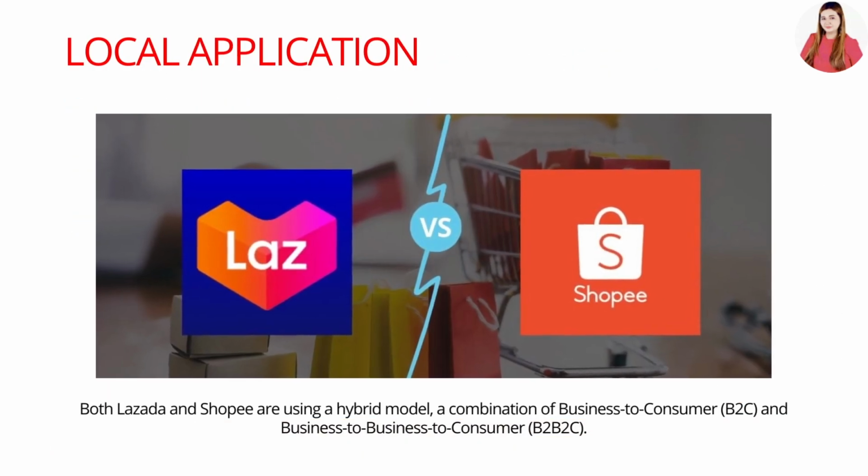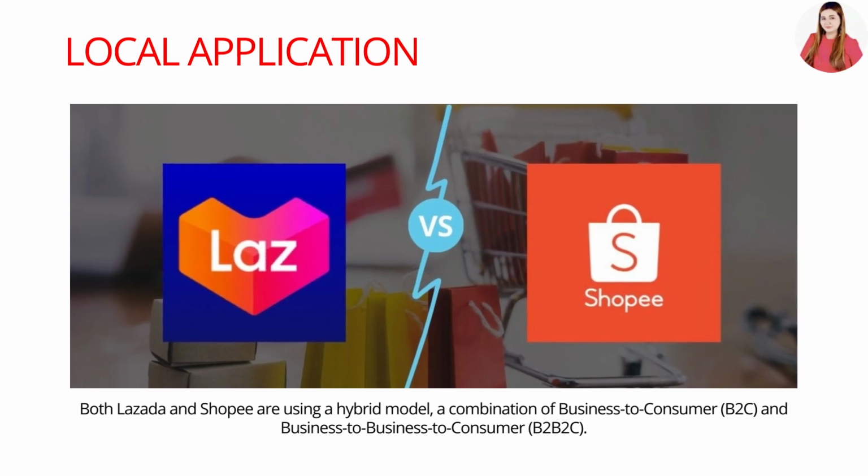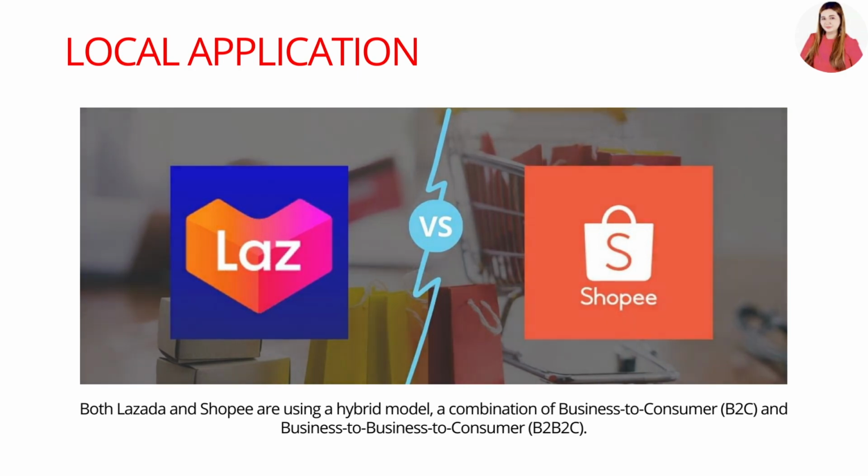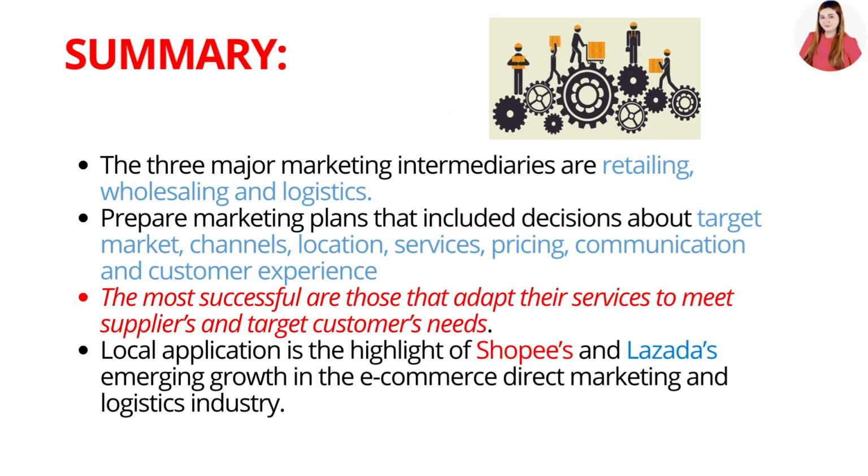For local application, both Lazada and Shopee are using a hybrid model, a combination of business to consumer and business to consumer. For the summary, the three major marketing intermediaries are retailing, wholesaling, and logistics. We also need to prepare marketing plans that include decisions about target markets, channels, locations, services, pricing, communication, and customer experience. The most successful are those that adapt their services to meet suppliers' and target customers' needs, and local application is the highlight of Shopee's and Lazada's emerging growth in the e-commerce direct marketing and logistics industry.